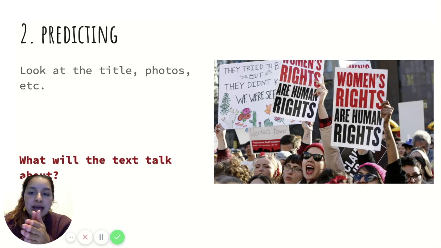Predicting. This is like the next step after previewing. So you preview, you get the topic of the text, what you know about the text, and after that you can make an inference and predict with only the clues in the title, in the pictures. You can predict what the text will be about. This is when you already take a stance and you make a decision and an inference, thinking what the text will be about. I think the text will be about women's rights, and you can deduce what the information that you're going to find there is.